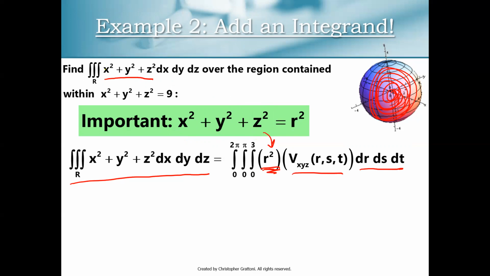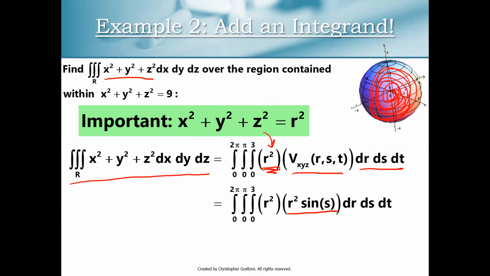Then we also need our volume conversion factor for spherical coordinates, which we now have memorized is r squared sine of s. And that's going to be the setup that we're going to try to integrate on the next slide. I'm out of space here, so on the next slide, I'll have a chance to unpack that a little bit. I do want to do some brief error analysis, though.